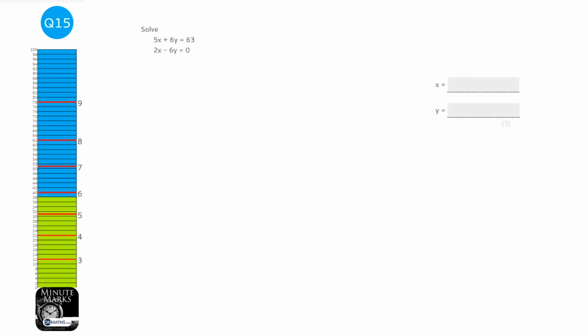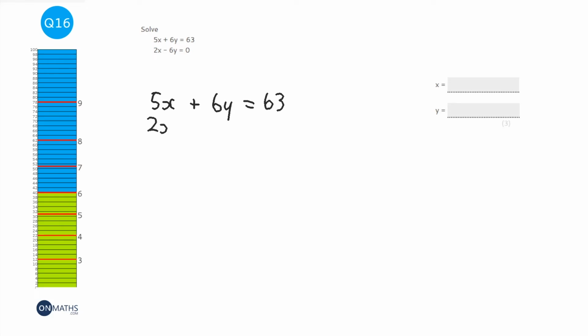Okay, these are simultaneous equations, and I'm just going to write these out again so I've got a bit more space. So 5x plus 6y equals 63 and 2x minus 6y equals 0. Okay, so the important thing with simultaneous equations is that you need to either get the coefficient, the number before the x, or the coefficient of the y the same. Now in this one we already have the coefficient of the y being the same. They're both 6. Yes, one's a positive, one's a negative, but we don't worry about that.